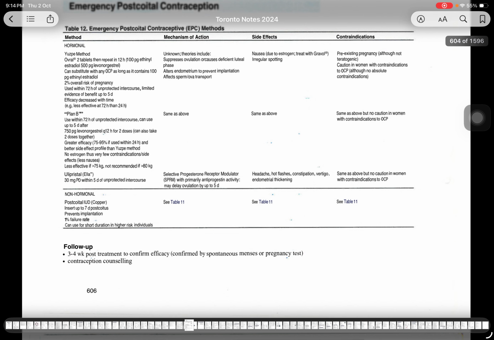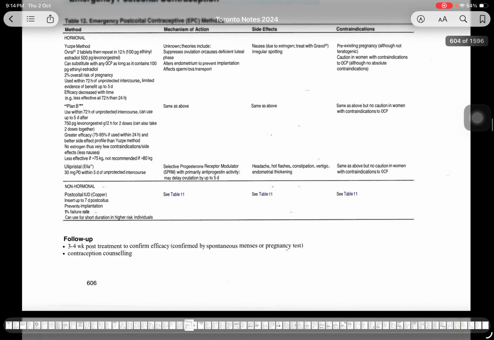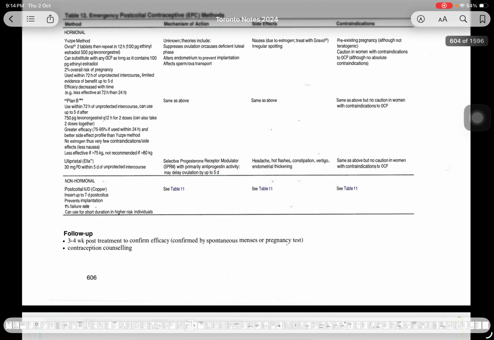No estrogen, so there are fewer contraindications and side effects. Less effective if more than 75 kgs, not recommended in more than 80 kgs. So if there's an obese patient, Plan B is not as effective compared to other emergency contraceptive methods. Same as above, no caution in women with contraindications to OCP. So let's say a patient has a contraindication to OCP use. There's no problem. They can use Plan B, considering that they should be less than 75 to 80 kilograms. 2 pills taken within 24 to 72 hours.